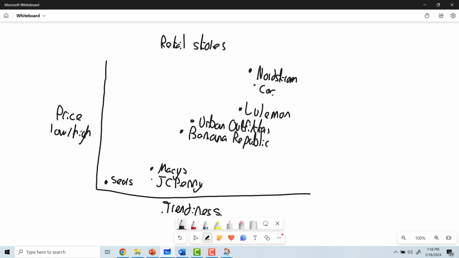Coach. And then maybe we could have some fast fashion, a bit like H&M. Topshop, which is a bit more trendy. You might not think so.